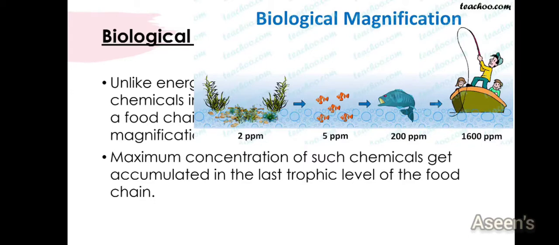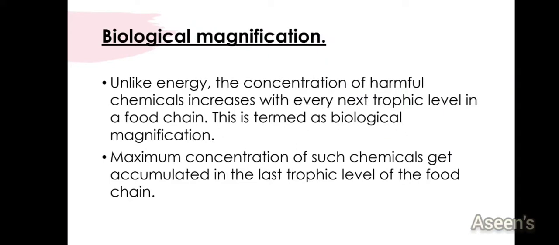Next, maximum concentration of such chemicals gets accumulated in the last trophic level of the food chain. So as said before, in the last trophic level, where your high degree carnivore is present, that is where exactly your highest level of chemicals will be present. So this together is known as biological magnification. Hence we must try to avoid chemicals in our food, though it's impossible in the present scenario.